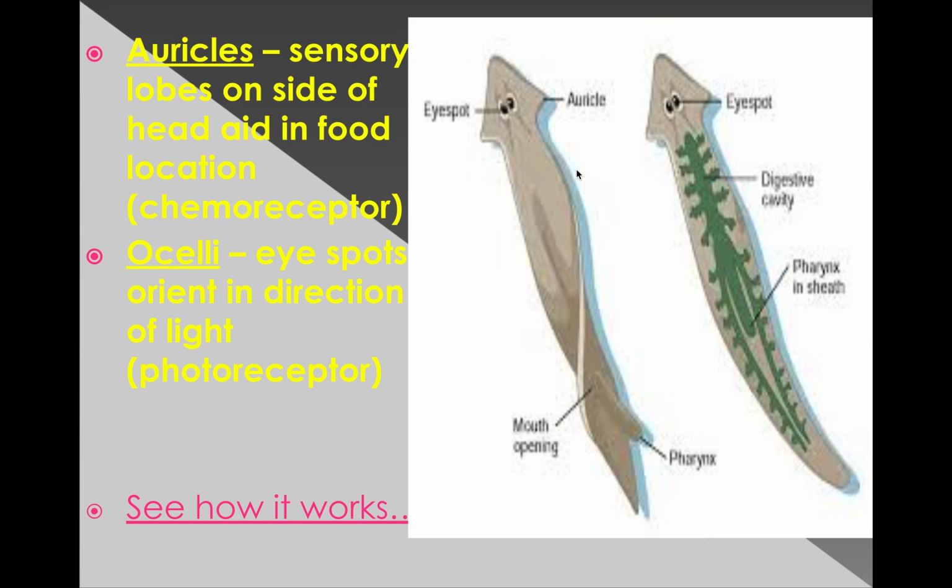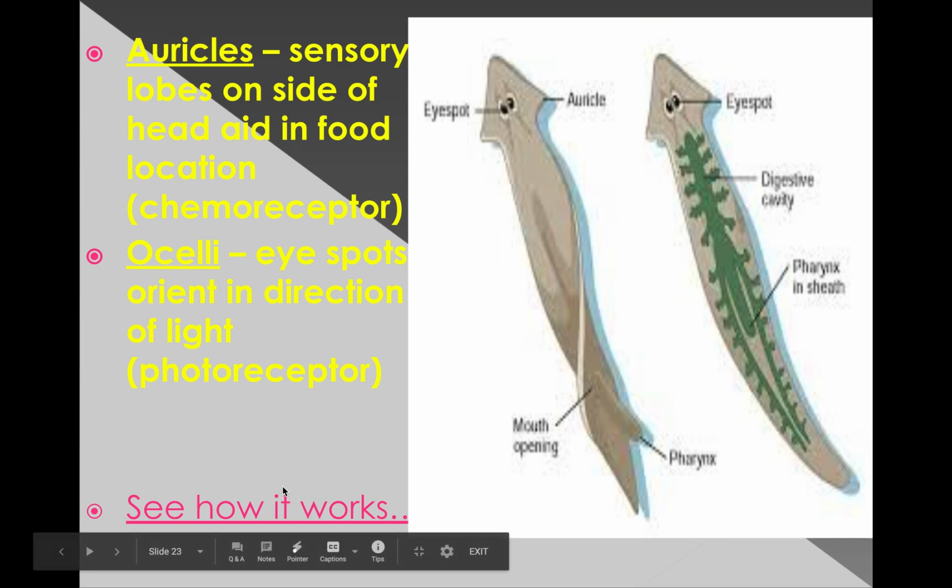So photo means they're helping to find light. Again, I would be able to use the word eye spots and ocelli back and forth. They mean the same thing. All right. So just to kind of show you a nice summary of everything, I'm going to go to a video really quick. I'd like you to see how this all kind of works together.